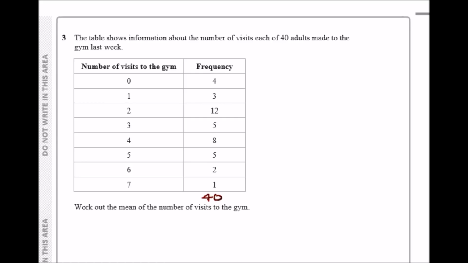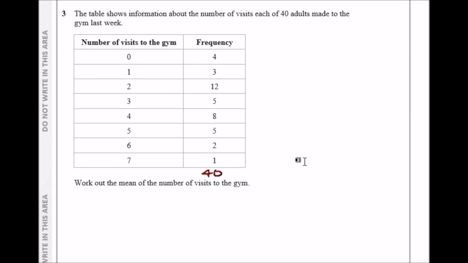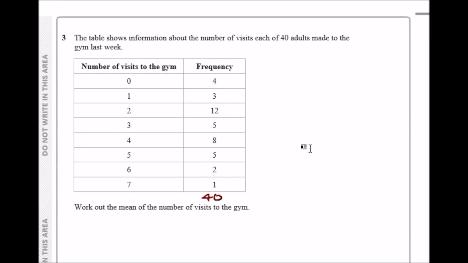Yep, makes sense. So here, work out the mean of the number of visits to the gym. All right, to calculate the mean, the mean is literally the total of frequency times the number of visits over the total number of people. So the first thing you need to do is make an extra table and call it, let's say, fx. That's what you do in every mean question. And all we simply do is multiply the rows. So 0 times 4 will give us 0. 1 times 3 will give us 3. 2 times 12 is 24, and so on. Multiply every single row. Let's see, 32, 25, 12, and 7.